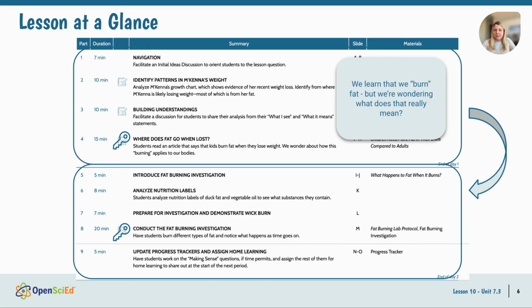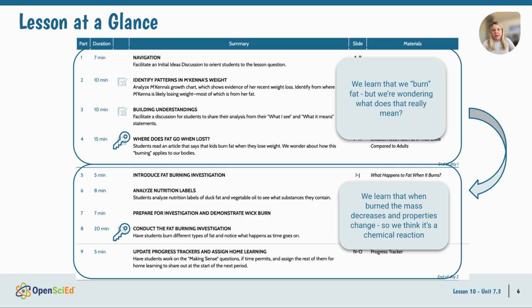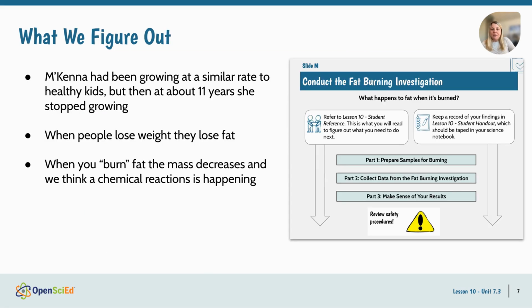But we end this lesson by realizing we need some more accurate data to really understand if it's a chemical reaction that's happening or not. By the end of Lesson 10, we have figured out that McKenna has been growing at a similar rate to healthy kids, but then around 11 or 12, she stopped growing.